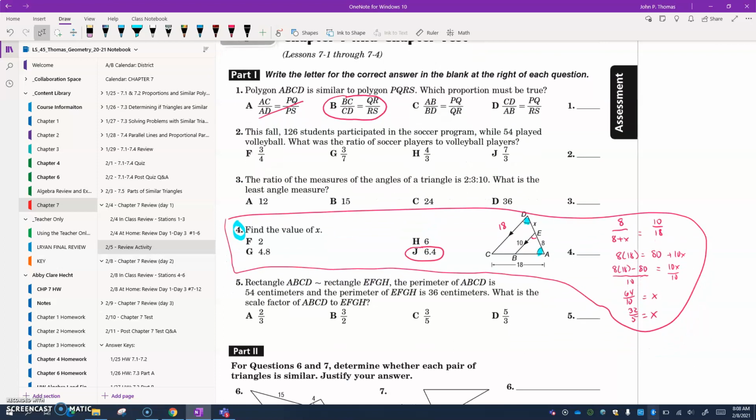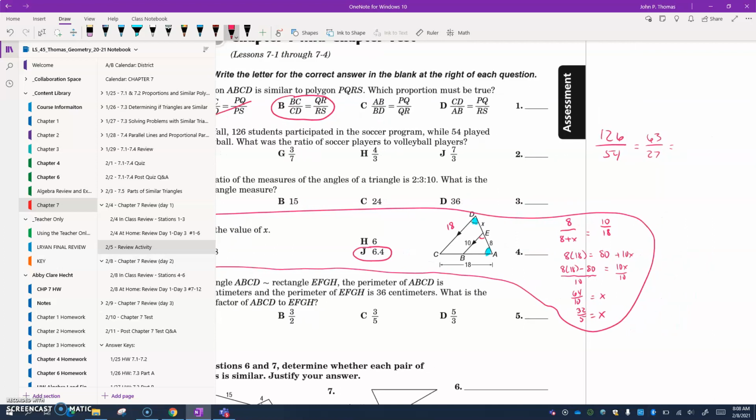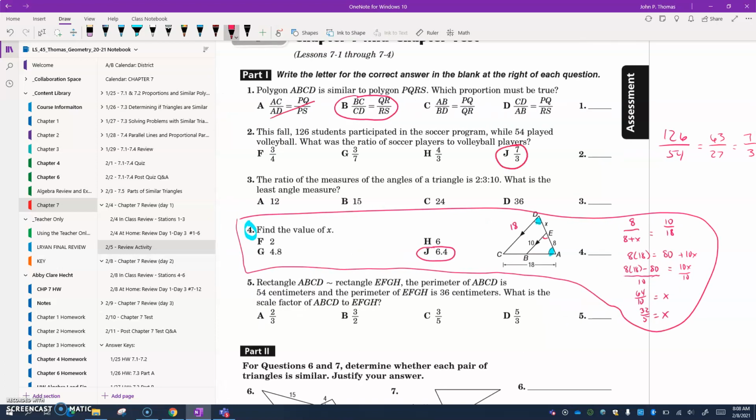If I go to number 2, this fall, 126 students participated in the soccer program, while 54 played volleyball. What is the ratio of soccer to volleyball? So that's going to be 126 over 54, the number of soccer players to the number of volleyball players. I can reduce this down, and if I cut them each in half, that would be 63 over 27. Both of those are clearly divisible by 9, so we have 7 over 3. So it's 7 to 3, which is J.